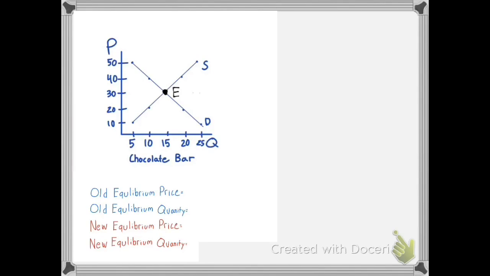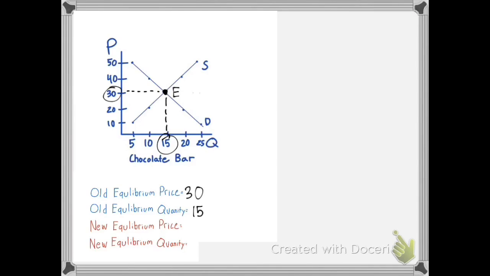To find the equilibrium price, we look at the point and then look to the left, and then we get our number, which is 30. So the equilibrium price is 30, and to find the equilibrium quantity, you look at the point and then you just look down, find the number, and the number in this case is 15 for the equilibrium quantity.